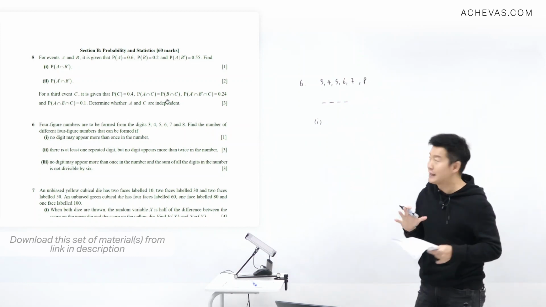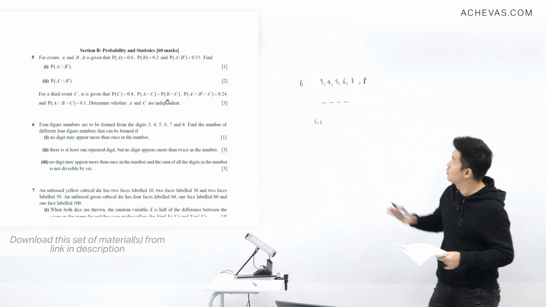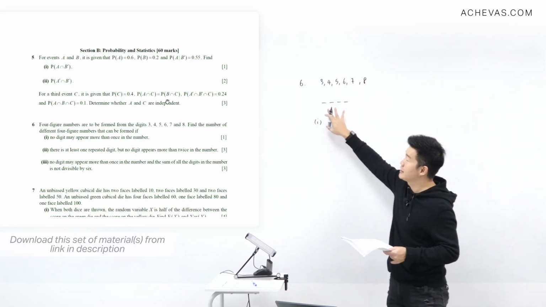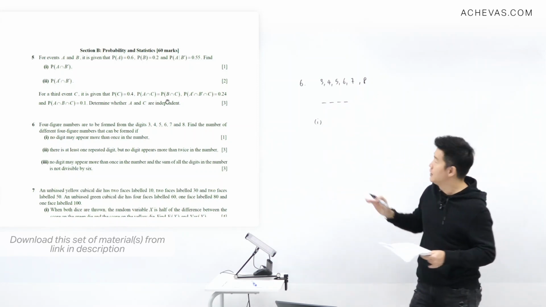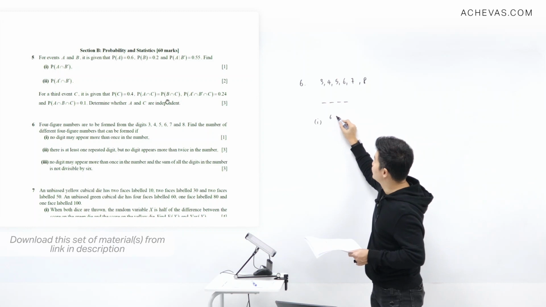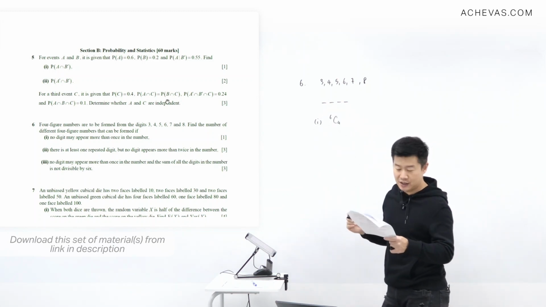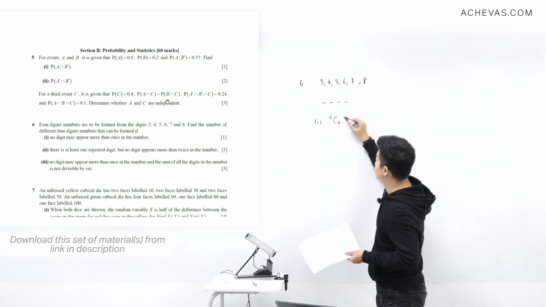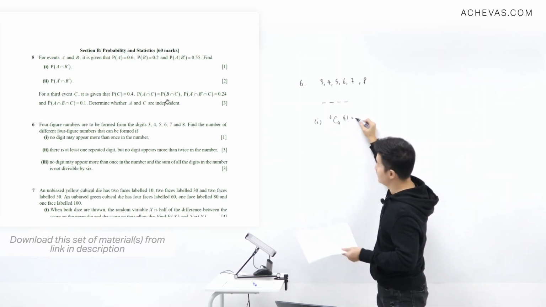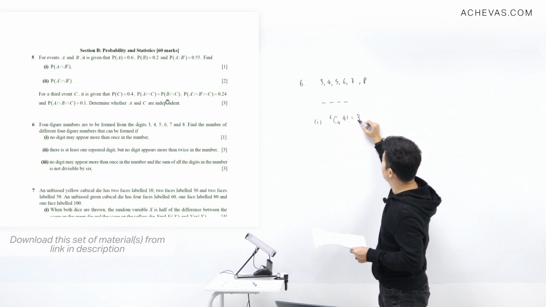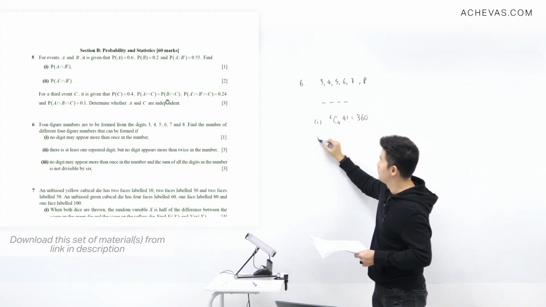Okay, so out of these 6 digits that are given to us, 1, 2, 3, 4, 5, 6, we want just 4 unique digits. So out of 6, we are going to choose 4 digits to be arranged here. And to arrange these 4 unique digits, it is going to be 4 factorial. And this will give us our answer of 360.